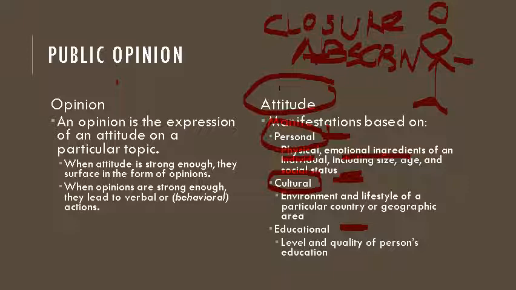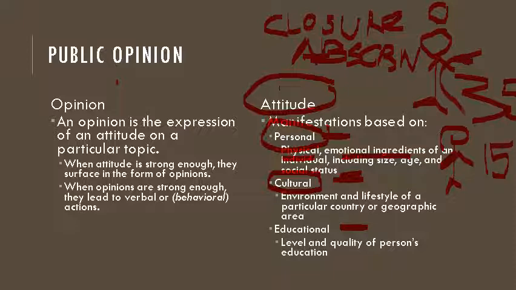Let's say you get the opinion of a particular person aged 35 years old, and then you get the opinion of a person with regards to the ABS-CBN closure aged 15 years old. So the opinion of this adult and the opinion of this youth might be different because of the personal attitude or manifestation of that person.